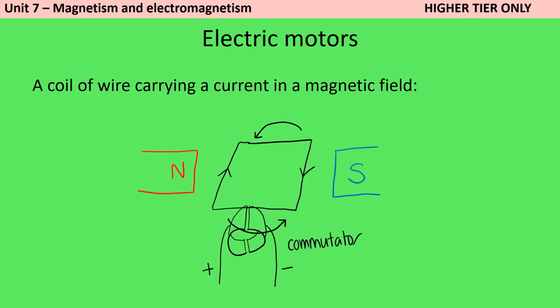When the motor is turned on, the coil of wire is experiencing the motor effect. But because the current is moving around in a circle, so on the left side of my coil it's moving away from me, and on the right side it's moving towards me, the force felt by the two sides of that coil is going to be opposite to each other. So the left side is going to be pushed down, whereas the right side is going to be pushed up, and this leads to rotation.